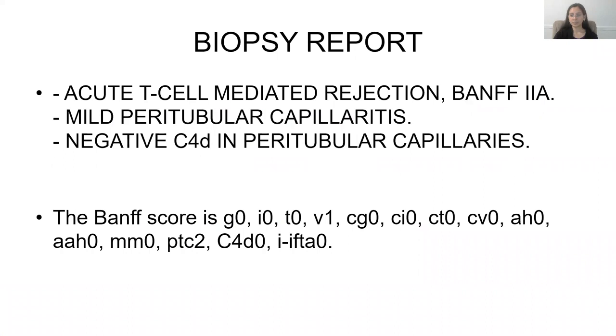So the biopsy report came back as BANFF 2A T cell mediated rejection. There was some mild peritubular capillaritis, but the C4D was negative. If you remember, the C4D was positive in the first biopsy without any inflammation. However, in this biopsy, we have focal endothelialitis and mild peritubular capillaritis.